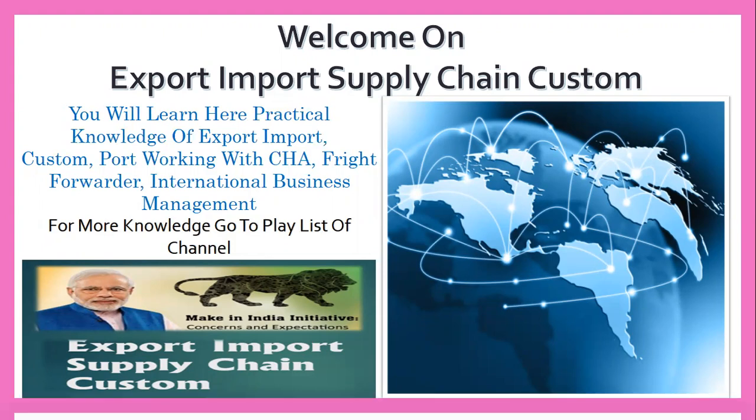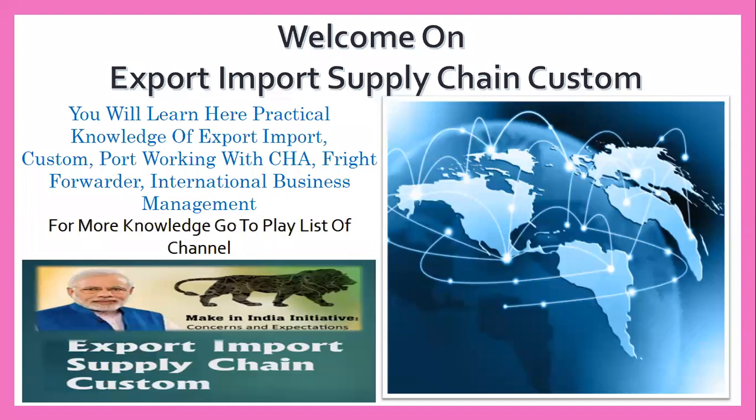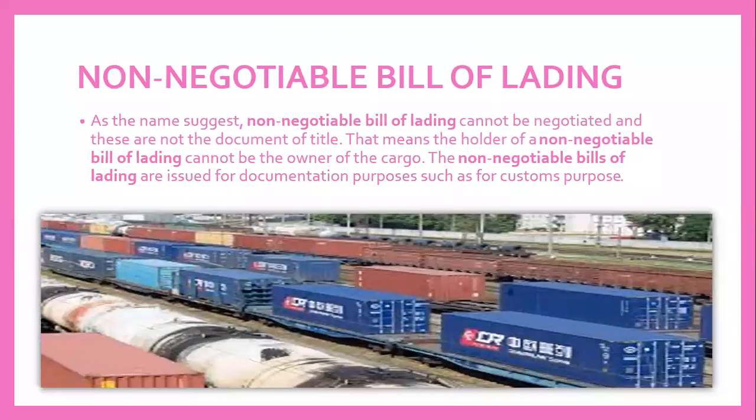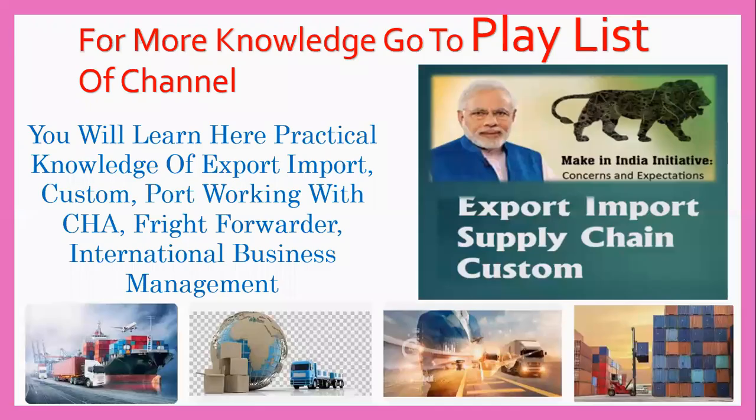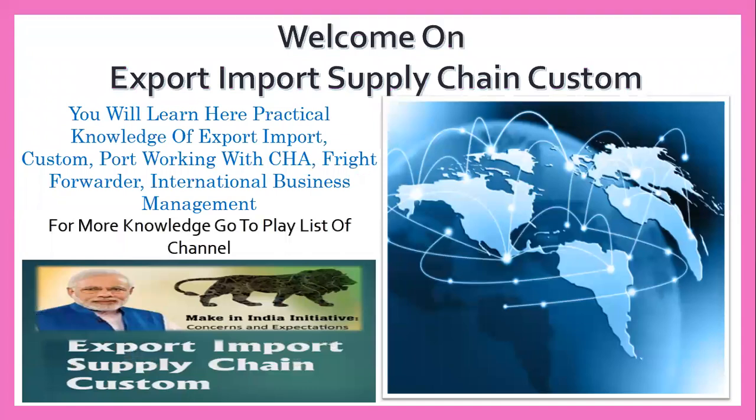Okay, so in simple language we can say the bill of lading is a document of entitlement, meaning the document shows that the owner of the goods is this company or this person. So we also call it a document of entitlement. Now we have understood the negotiable bill of lading, which needs to be submitted for the payment.